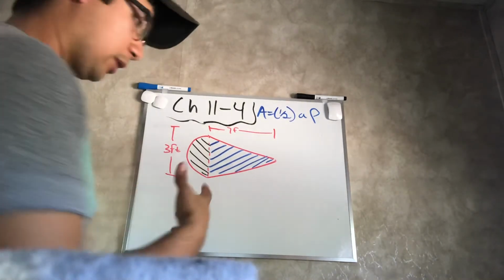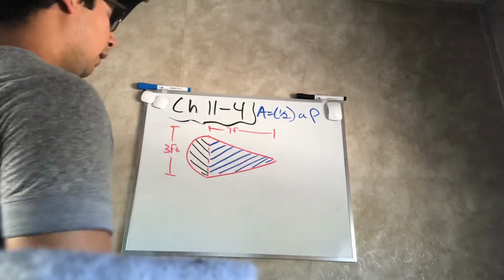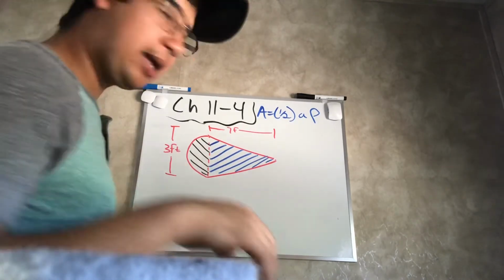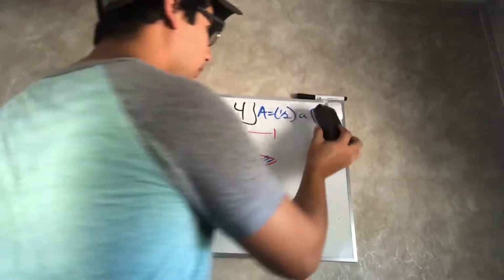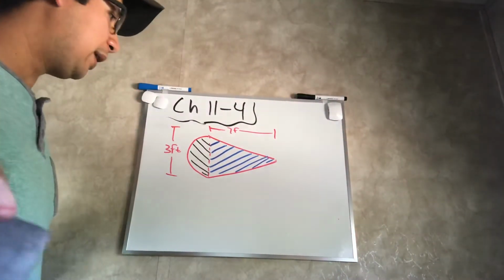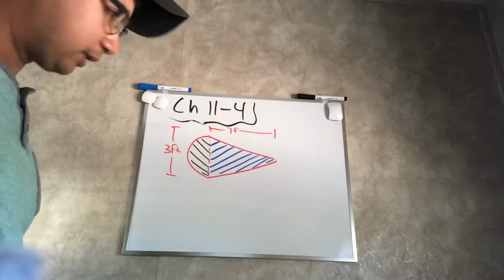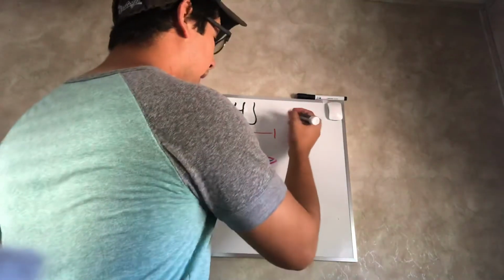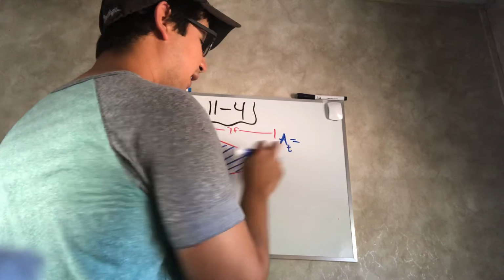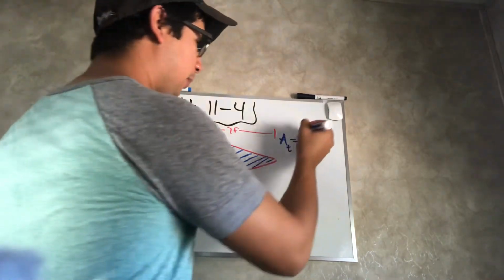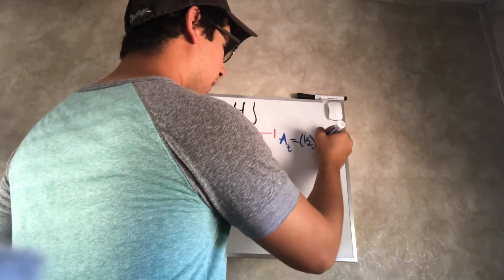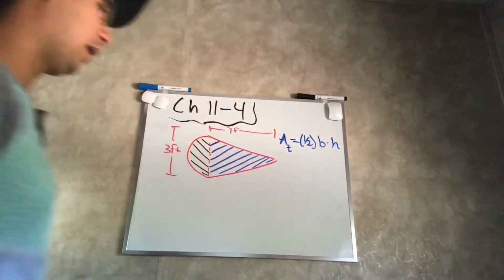So what we're going to do is find the area of this triangle, then find the area of this half circle, and then we just combine them, and it should be good. Okay. Now, to find the area of a triangle, since I did it in blue, we're going to do it in blue. So the area of a triangle, AT, that's going to be equal to 1/2 times my base times my height.